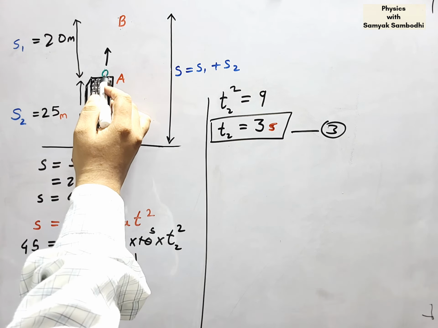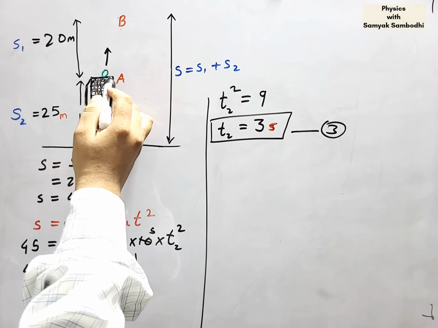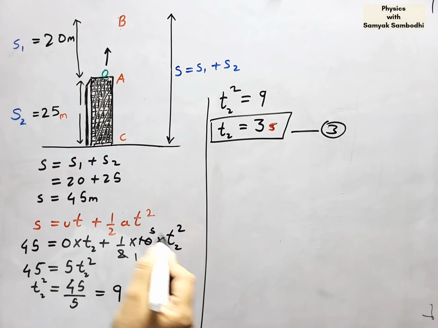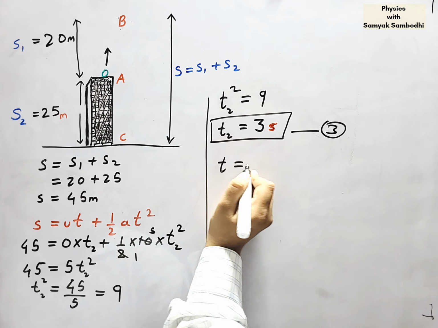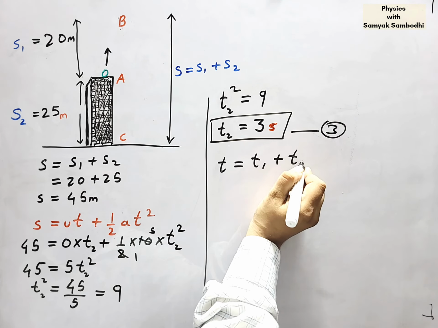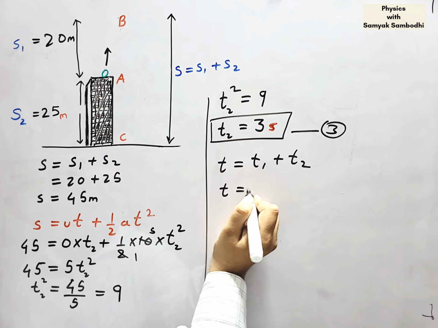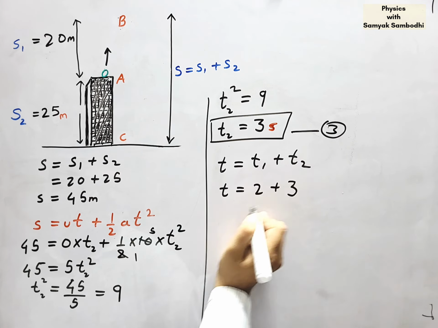Now we have to find out the total time taken for the ball to travel from A to B and then B to C. That is, t is equal to t1 plus t2, that is, t is equal to 2 plus 3.